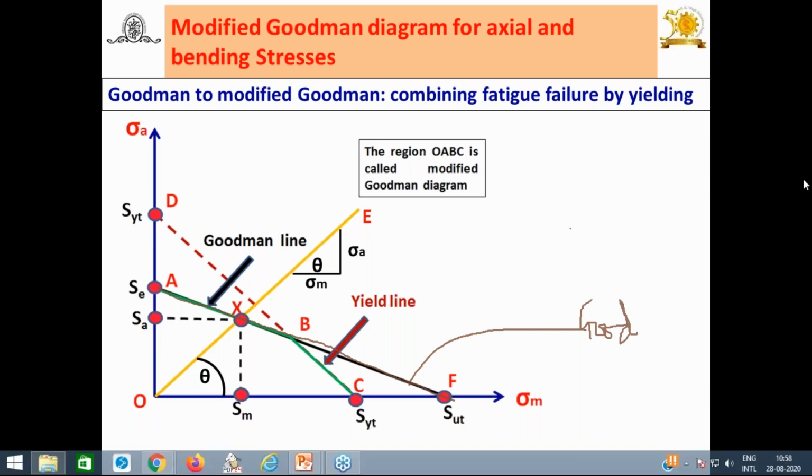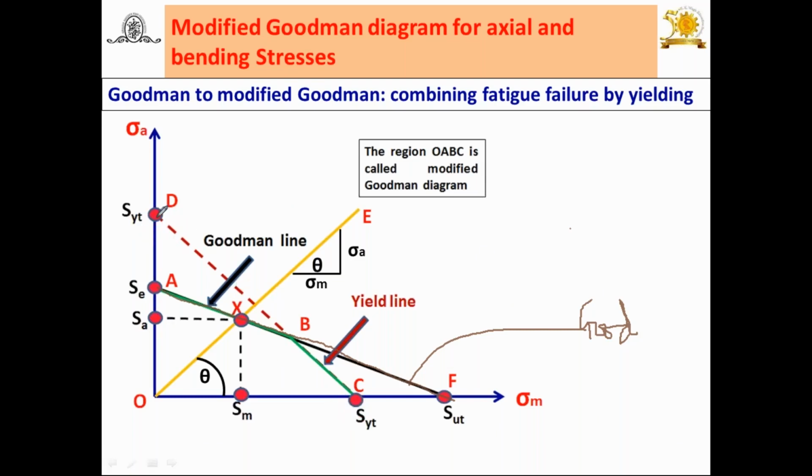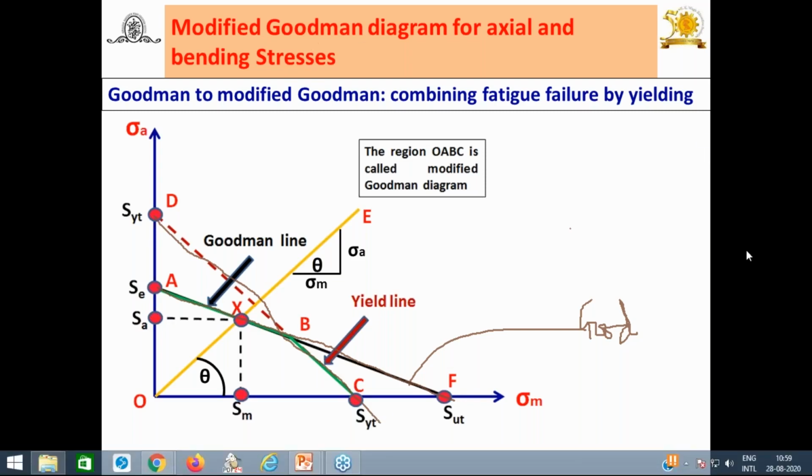Then second one, SYT and SYT you can join here. What is SYT and SYT here? It's a yield line. Look at this. This is the yield line. Try to understand. And what do you mean by modified Goodman diagram?